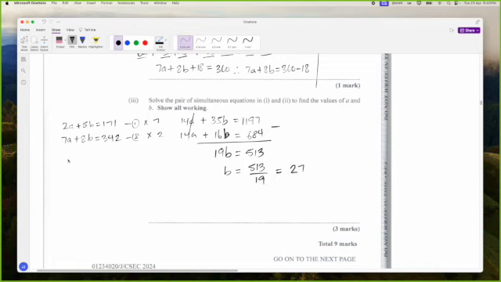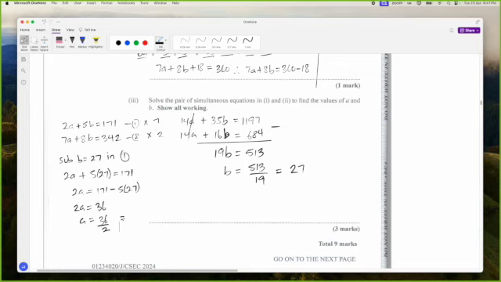All right? And therefore, sub B is 27 in 1. So 2A plus 5 times 27 is 171. 2A is 171 minus 5 times 27, which is 36. And A is 36 divided by 2, which is what? 16? No, 18, yes, something around there. Any questions on this very sloppy piece of simultaneous equations here?